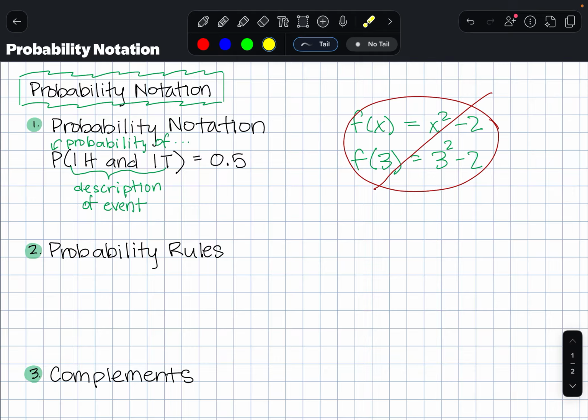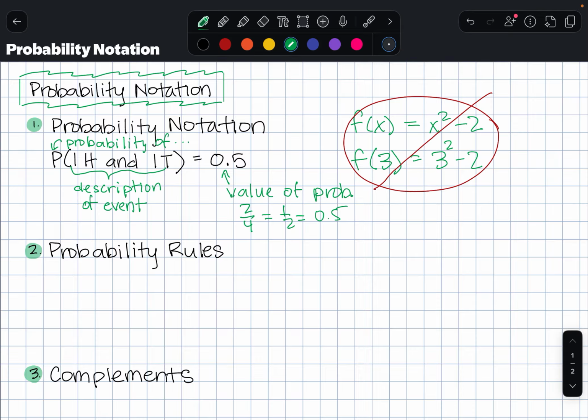We read this as probability of, and then the thing we are finding the probability of. The only actual calculated numbers we should see are on the right side, where we write the actual value of the probability. So we had 2 out of 4, which equals 1/2, which equals 0.5. That's where that came from. It came from that probability fraction.